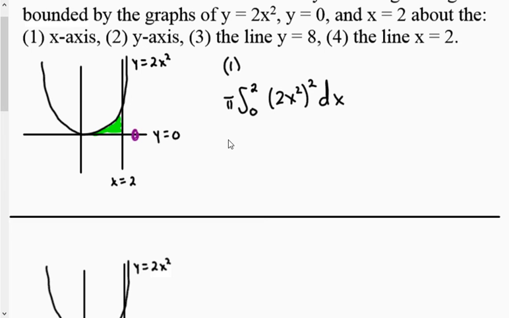All right, so this would turn out to be pi times the integral from 0 to 2 of 4x to the 4th.